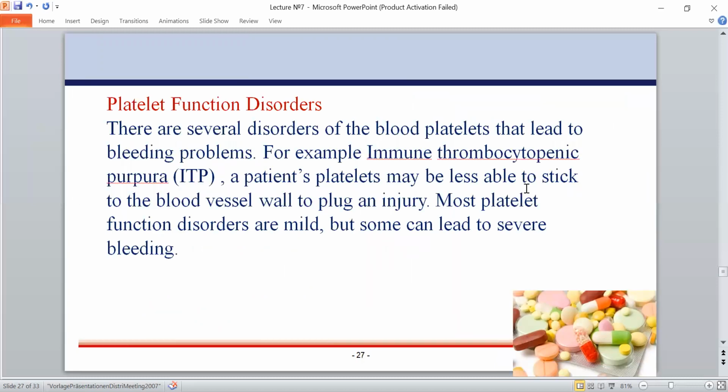Platelet function disorder. There are several disorders of the blood platelets that lead to bleeding problems. For example, immune thrombocytopenic purpura, ITP. A patient's platelets may be less able to stick to the blood vessel wall to plug an injury. Most platelet function disorders are mild, but some can lead to severe bleeding.